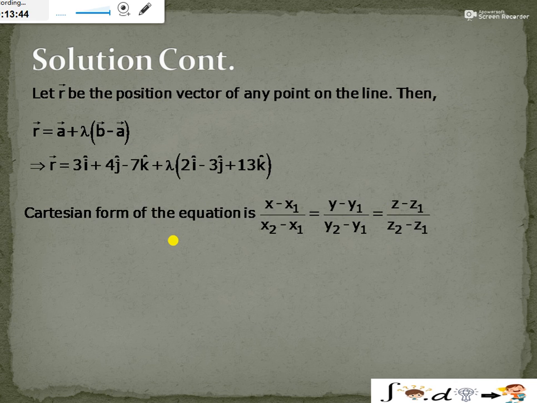And now in Cartesian form we have (x minus x1) upon (x2 minus x1) is equal to (y minus y1) upon (y2 minus y1) is equal to (z minus z1) upon (z2 minus z1). Either we substitute the values of x1 y1 z1 and x2 y2 z2 in this, or we convert this equation into Cartesian form, as we did in the previous example.